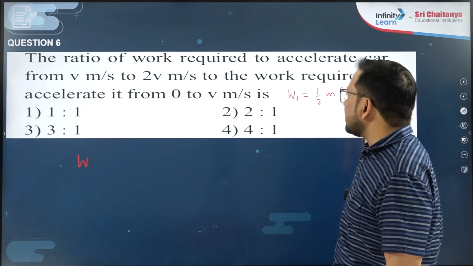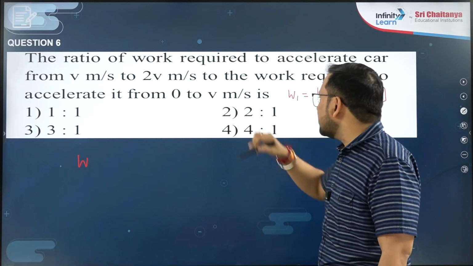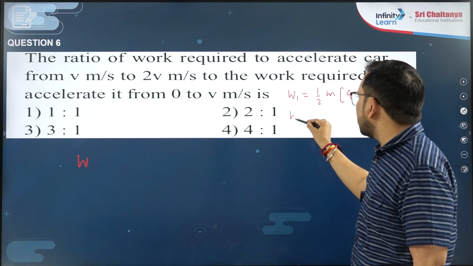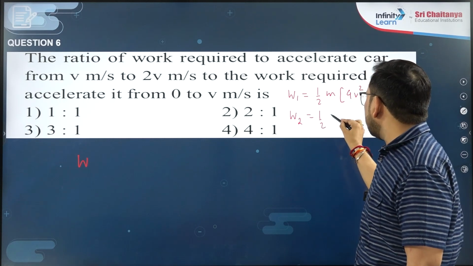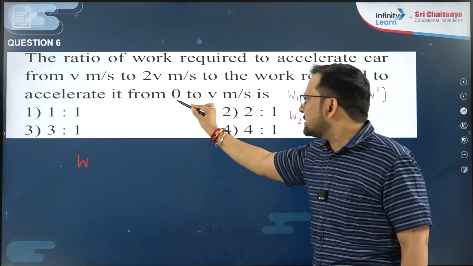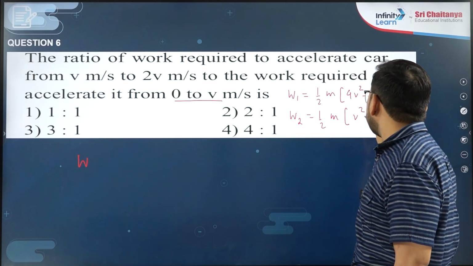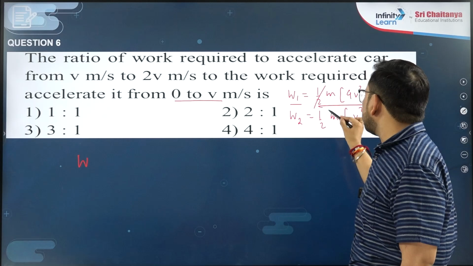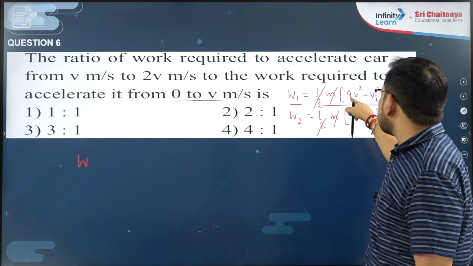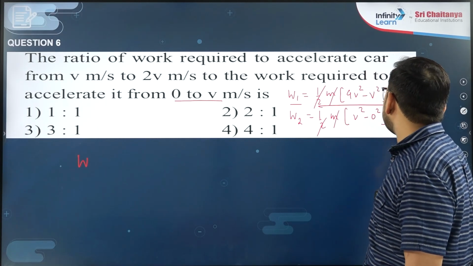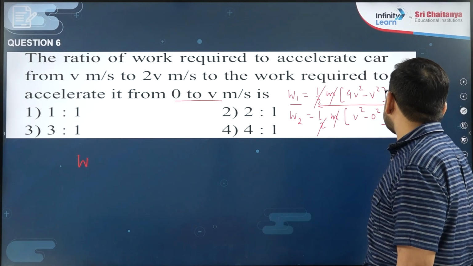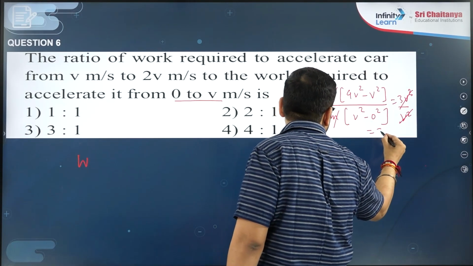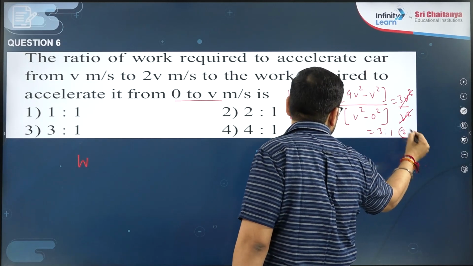Then the question is asking for the work required to accelerate it from 0 to v. What is your W2? Half m, final speed in this case is v and initial speed is 0. When you take the ratio of these two, half m is cancelled, and it is 4v square minus v square, that is 3v square, and here v square is cancelled, and the answer is 3:1. That is your option number 3.